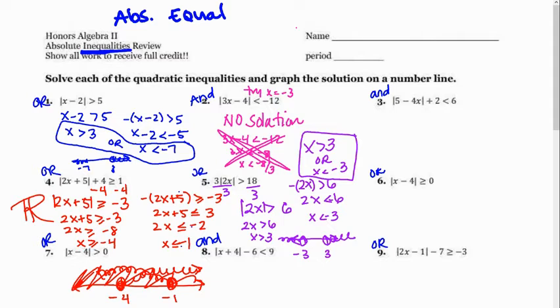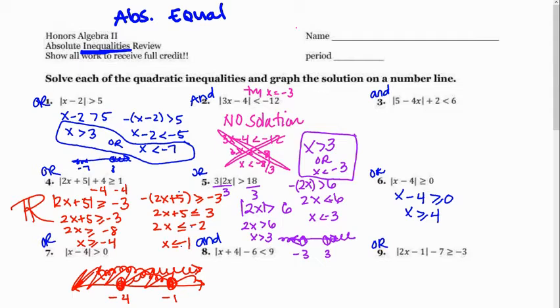Number 6 is also an or. Hopefully, again, you're looking at this and you're thinking, are there any numbers that I can put in that would be less than 0? I can't get a number less than 0. All my answers should work. So I have x minus 4 greater than or equal to 0. X is greater than or equal to 4.